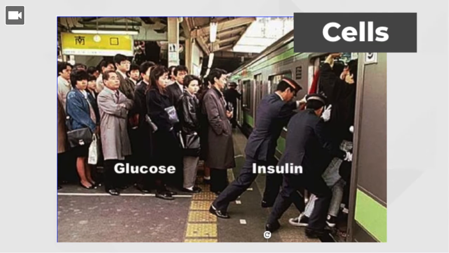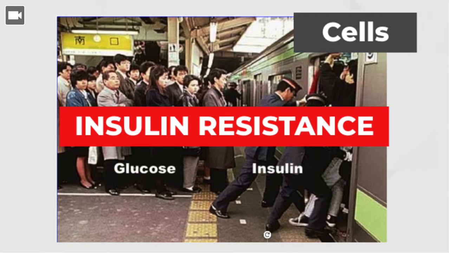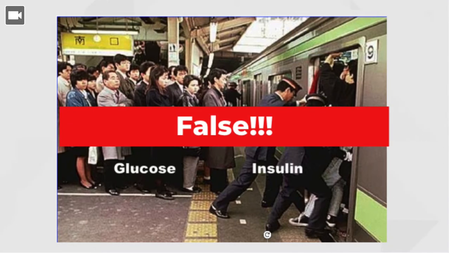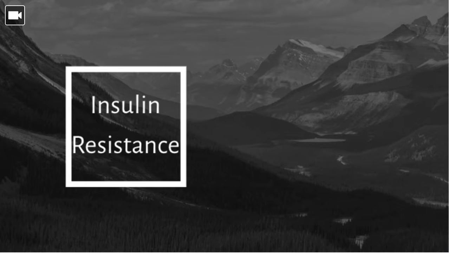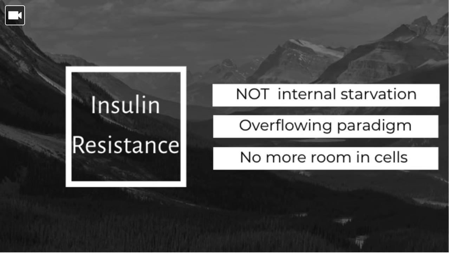Our liver is already filled with sugar and fat, and we think that the cell is not opening the gate, so we hire more insulin guys to keep shoving more glucose in, and we deem this inability to shove more glucose in as insulin resistance. False! Hence, the whole pathophysiology of insulin resistance is not one of internal starvation, but one of an overflowing paradigm where your cells just cannot accommodate any more sugar and fat.